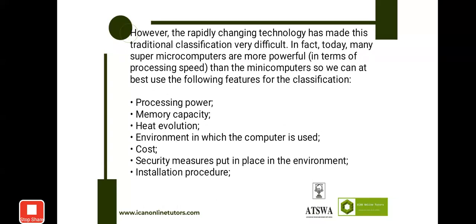However, the rapidly changing technology has made this traditional classification very difficult. In fact, today, many super microcomputers are more powerful in terms of processing speed than the mini computers, so we can at best use the following features for the classification: processing power, memory capacity, heat evolution, environment in which the computer is used, cost, security measures put in place in the environment, installation procedure.